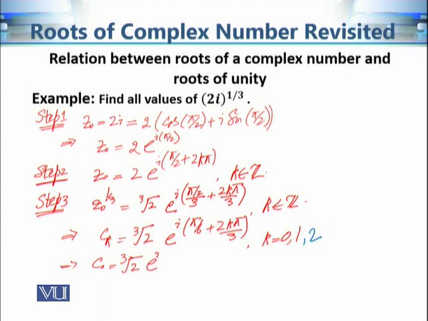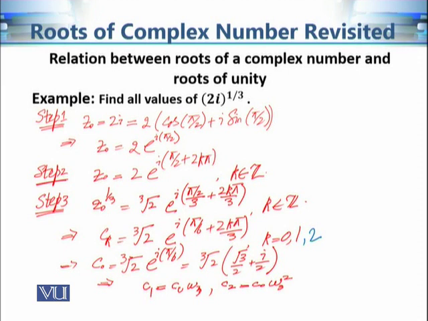Now the first root is cube root of 2 multiplied with e raised to power iota pi by 6, and we don't need to calculate the rest of the roots of 2 iota because we can just multiply c0 with cube roots of 1 and we will be able to get the rest of the roots of 2 iota. So in other words, c1 will be equal to c0 into omega 3, c2 will be equal to c0 omega 3 square.